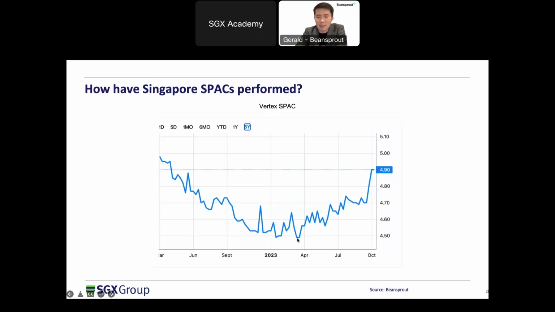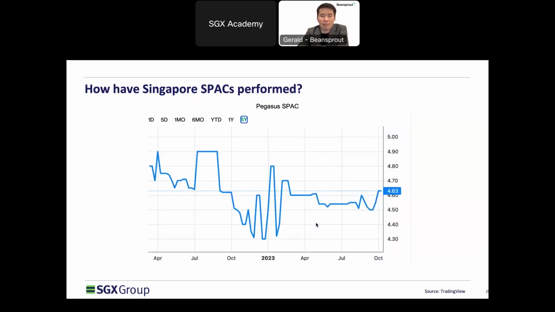Okay, that extended till maybe about March this year, but we started to see a rebound in the share price, hovering till about $4.70 until September. And then we see a very sharp spike up towards late September. This really came through after the company announced that it has found a company to be able to make a business combination with. Okay, we'll go through a bit in more detail around what this business combination proposed. But at this point in time, we have actually seen the share price of Vertex SPAC actually rebounding over the past few weeks.